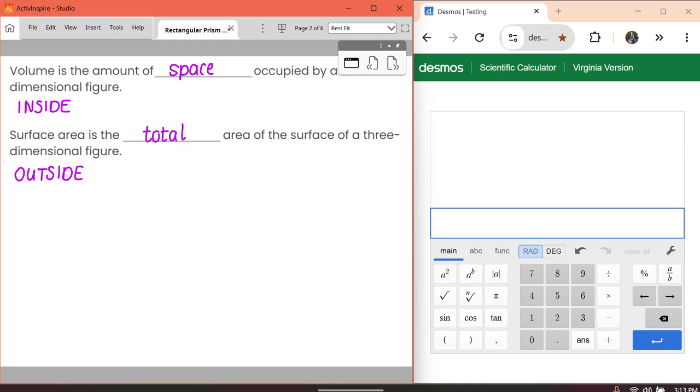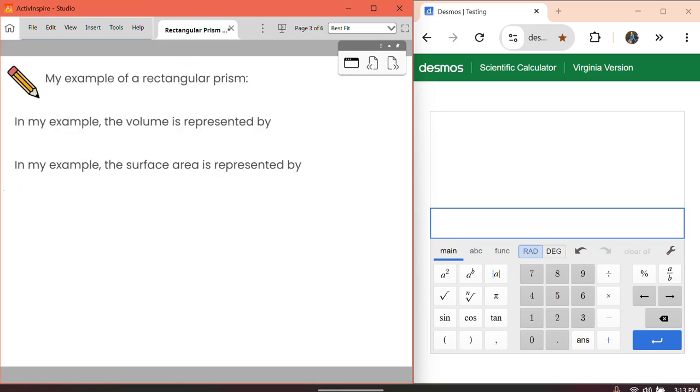The last little part that goes with this explanation here is for you to try to think of an example of a rectangular prism and then what would be the volume in that and what would be the surface area in that. So if you want to take a second and think about a rectangular prism, and then I'll give you my example.